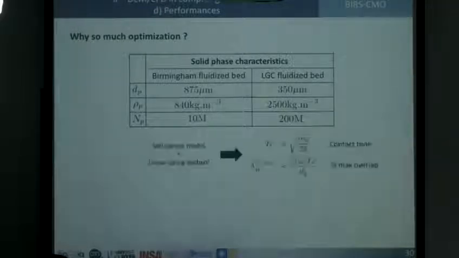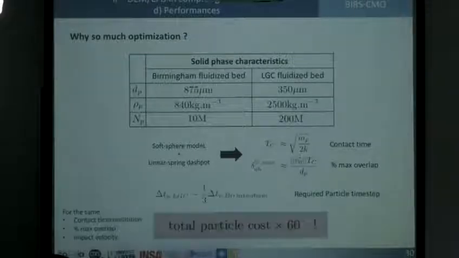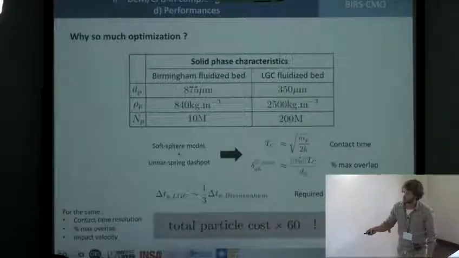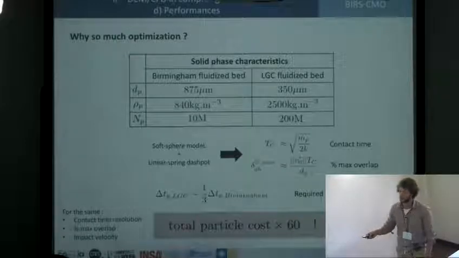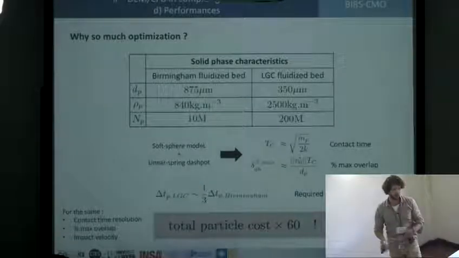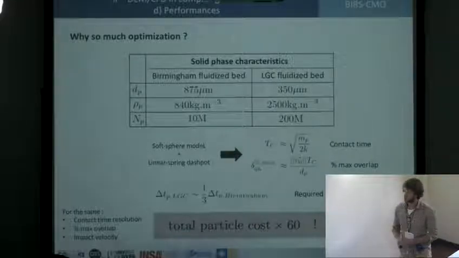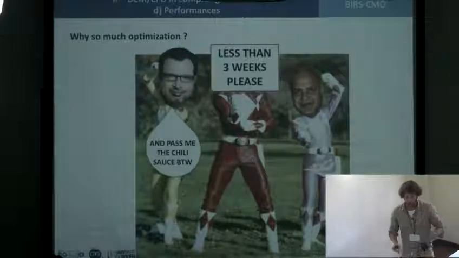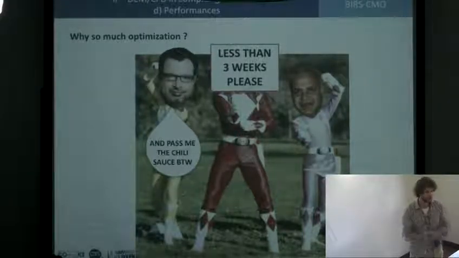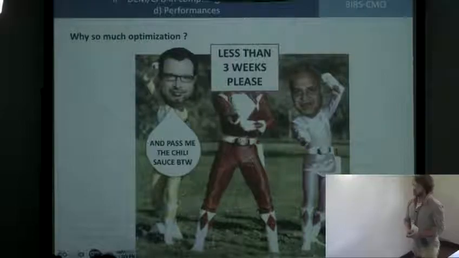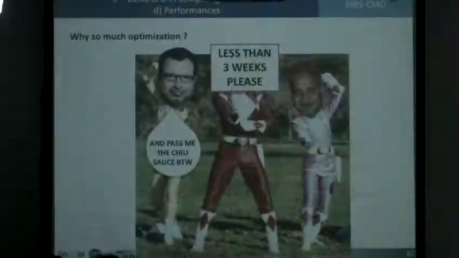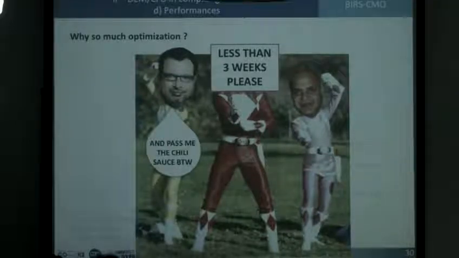The problem is that because we use a soft sphere model, in fact, what we found is that the time step we should use in the second case is a third of the time step in the first case. And then the total particle cost should be multiplied by 60 theoretically. And obviously, we know that it's of particular importance because we only have 3 weeks to run our simulation, so, yeah, we have to deal with it.